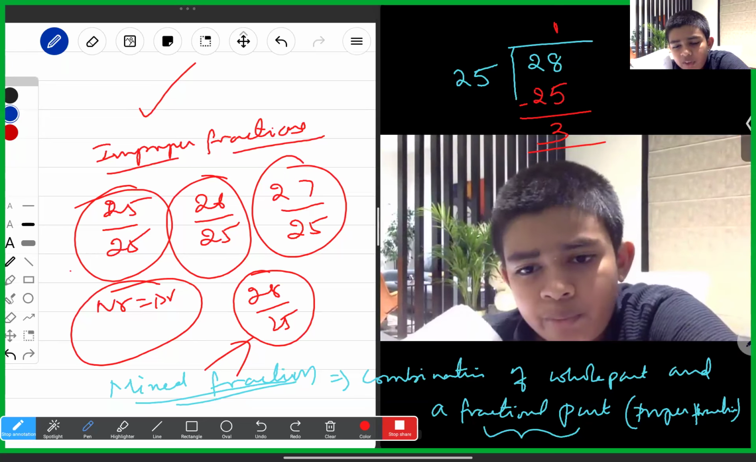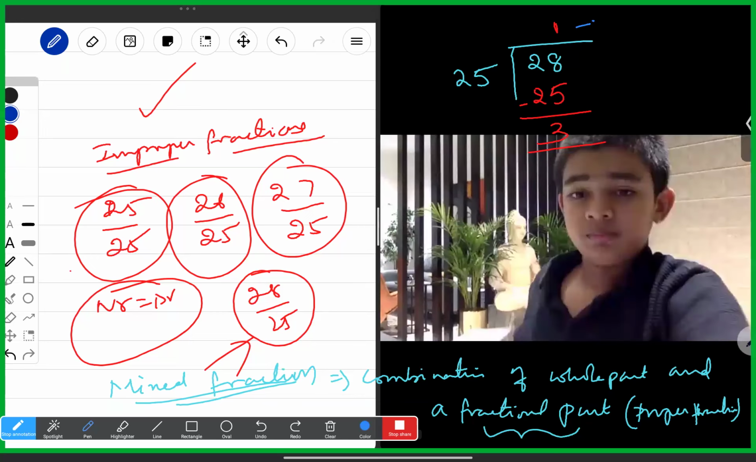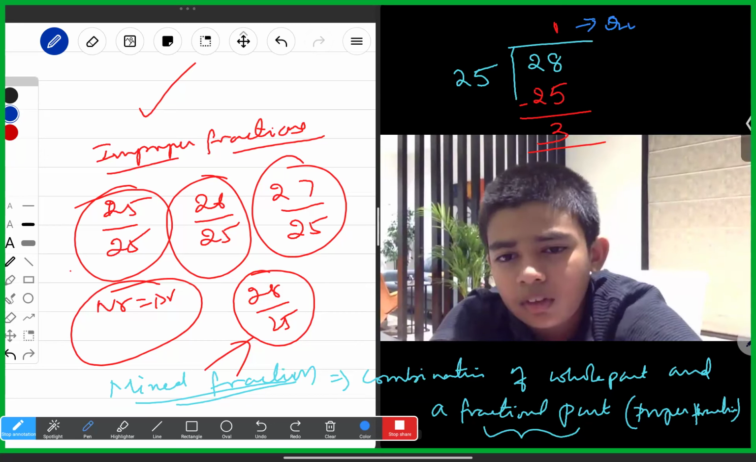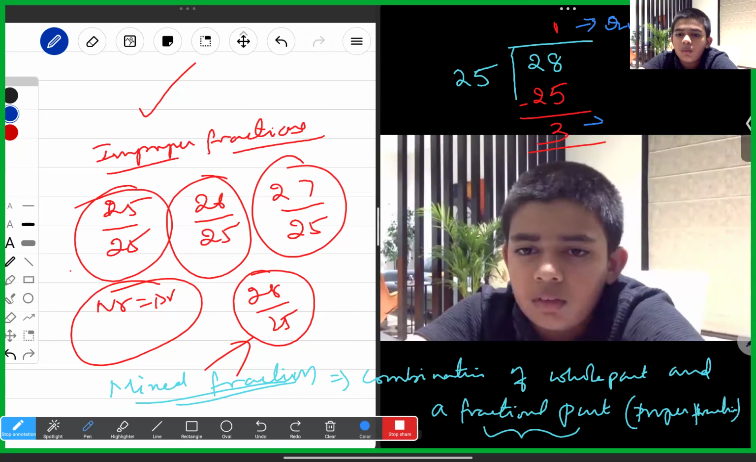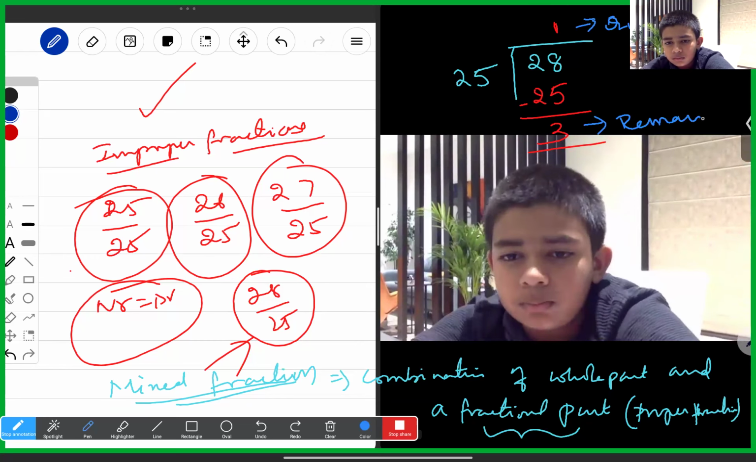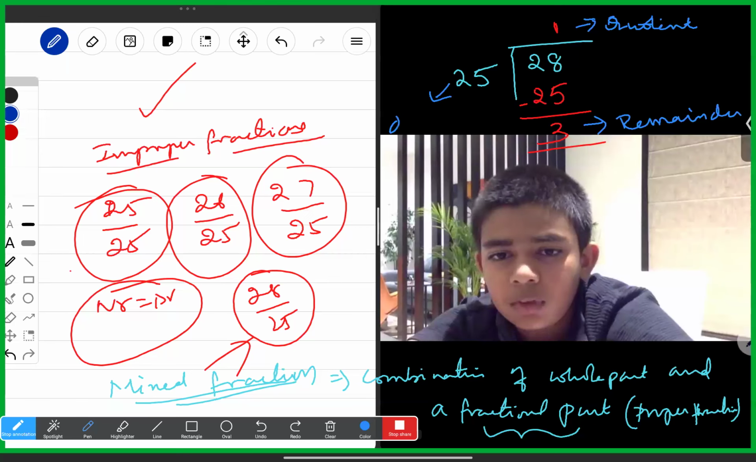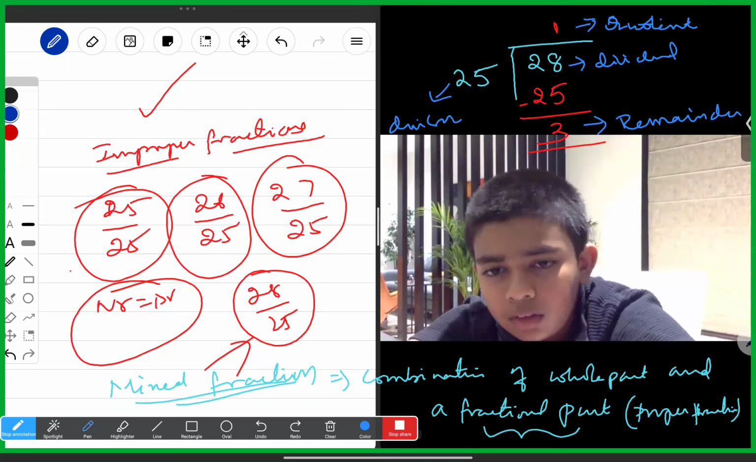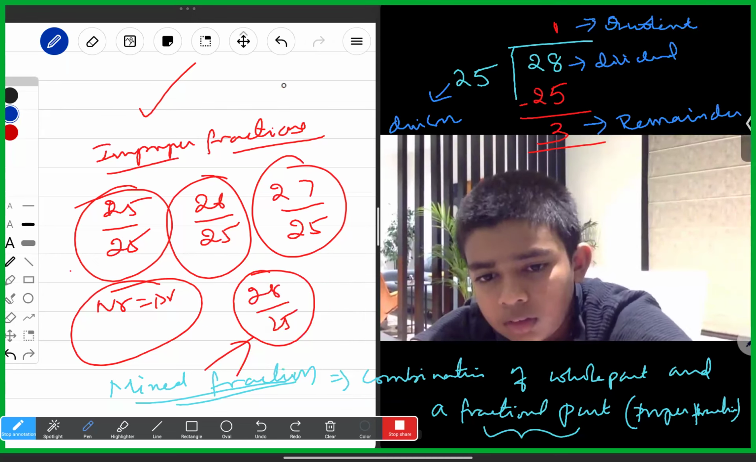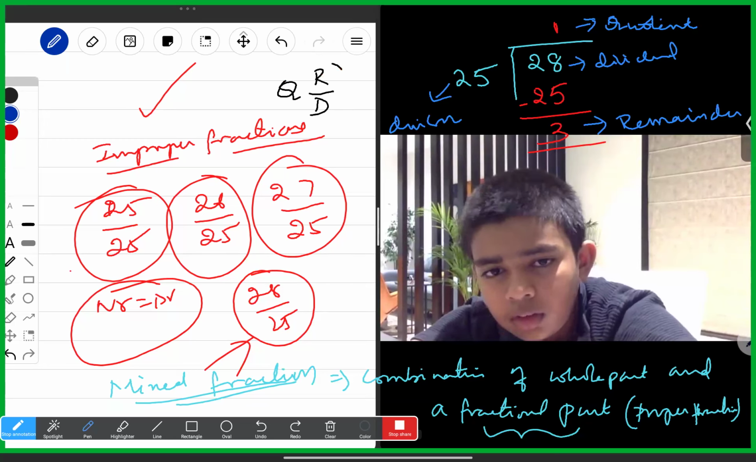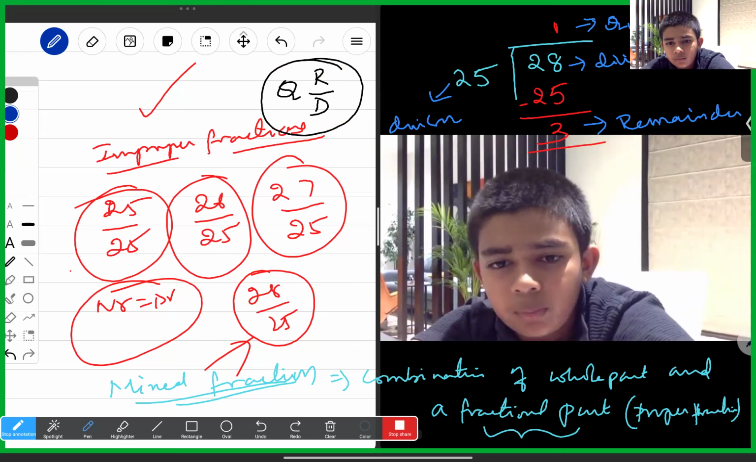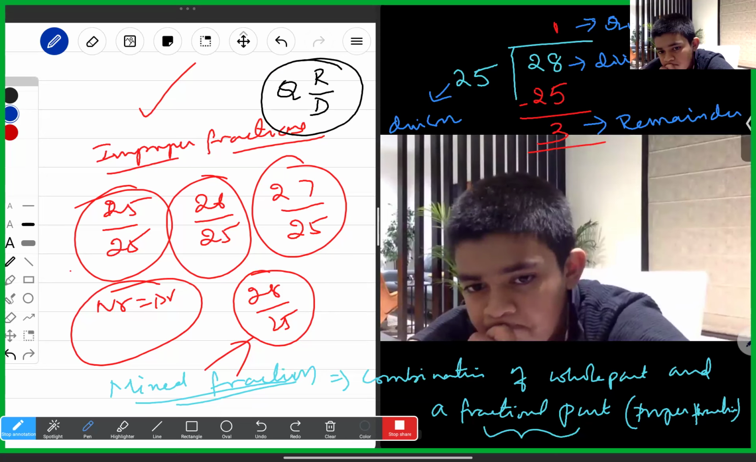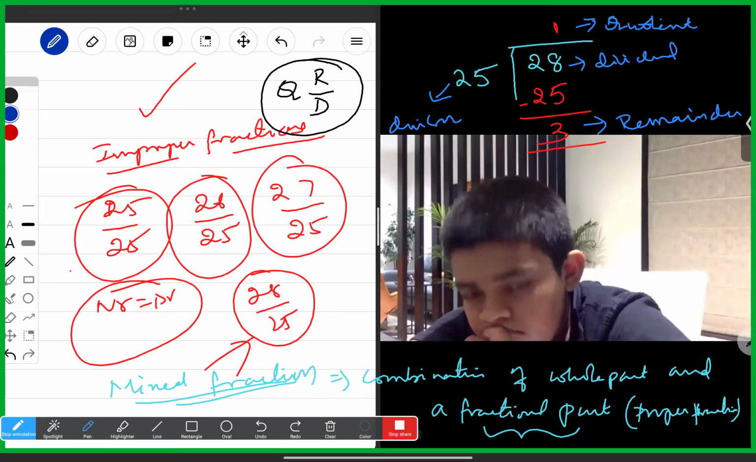Now this upper number we'll call the quotient, and the down one we'll call the remainder. This one we'll call the divisor, and this is the dividend. So Q R by D. I'll ask students to remember it this way. Q R by D form is called a mixed fraction. Whatever quotient we got here, we will write remainder by divisor.